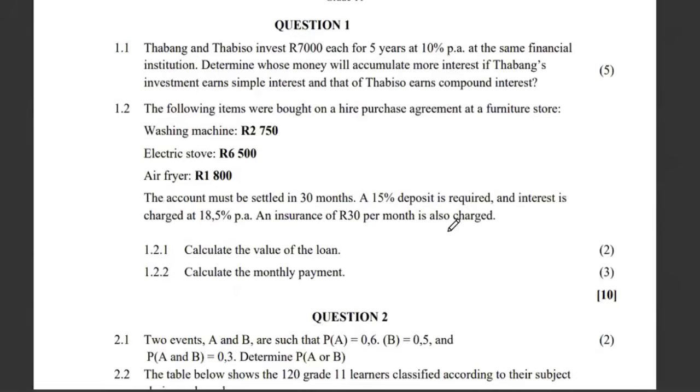Okay, question number 1. It's telling us that Tabang and Tabiso invest 7,000 each for 5 years at 10% per annum at the same financial institution. Determine whose money will accumulate more interest if Tabang's investment earns simple interest and Tabiso's earns compound interest. So in this case, they are basically testing us whether we know the formulas for simple interest as well as the compound interest. So let me just use this other page, and start with Tabang that uses simple interest.